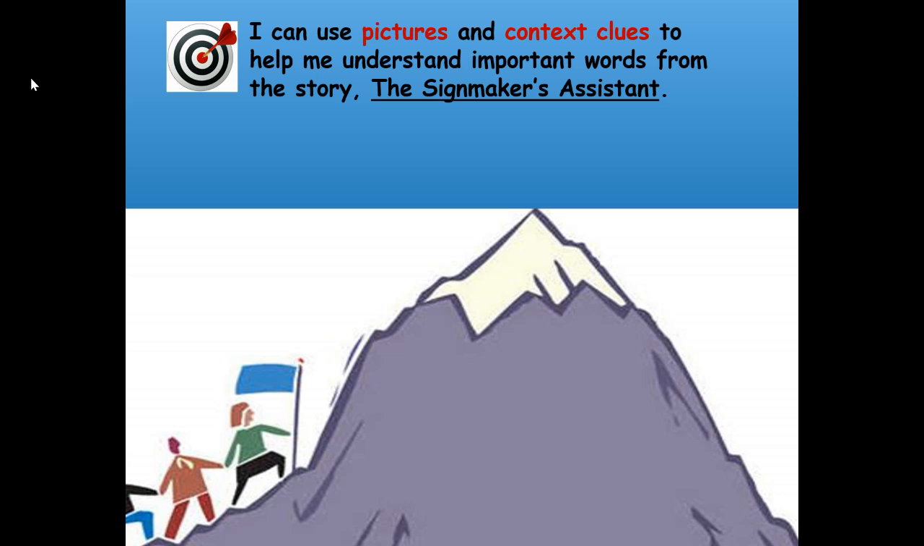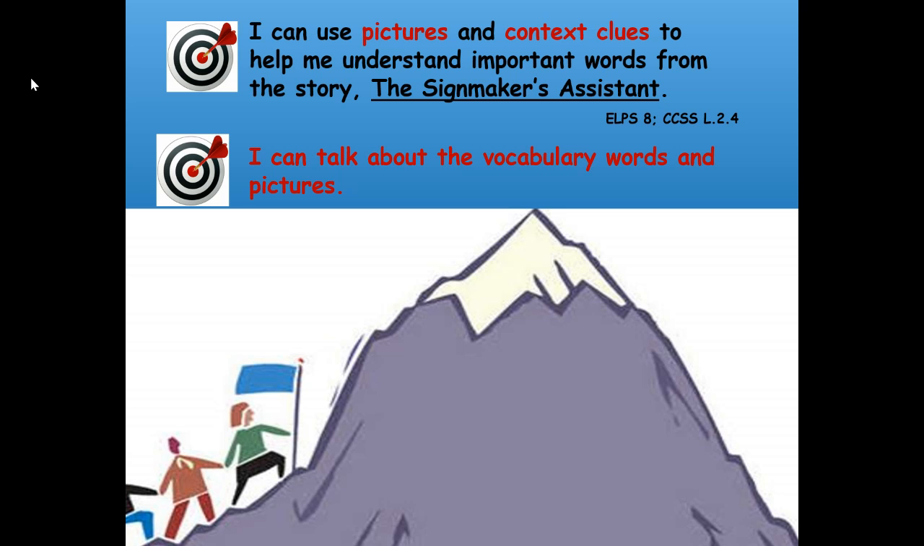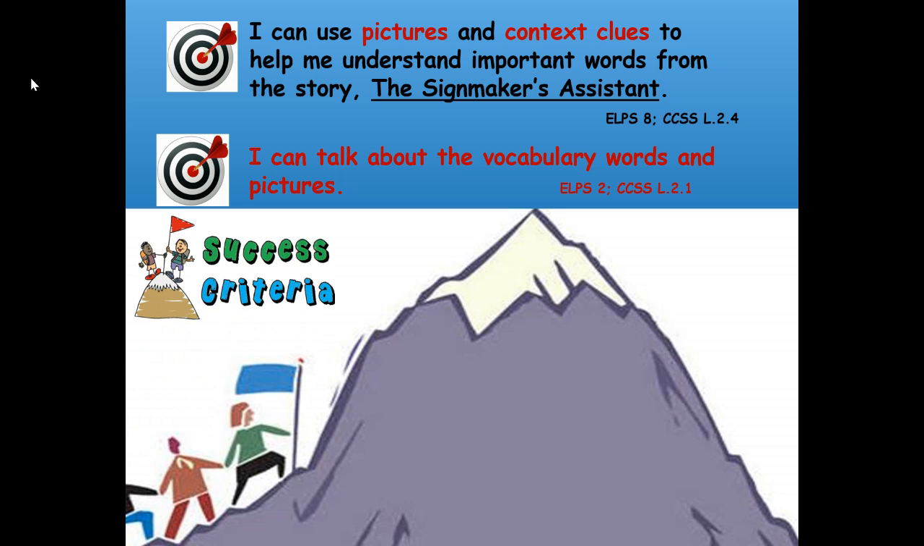Let's go over our learning targets. I can use pictures and context clues to help me understand important words from the story, The Signmaker's Assistant. The second learning target is I can talk about the vocabulary words and pictures. Success criteria. That means how will you know you're successful at using pictures and context clues to understand the important words from the story?